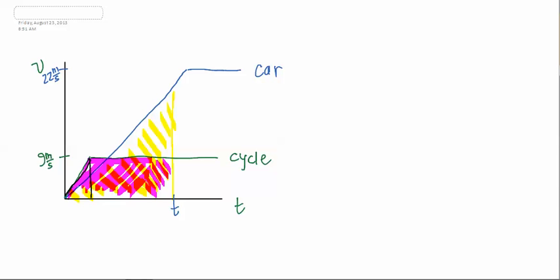Okay, so let's say that our change in position for the cycle has to be equal to the change in position for the car. Okay, and that is the area under the graph for the cycle has to be equal to the area under the graph for the car. Now the cycle has two portions, a triangle portion and a rectangle portion.